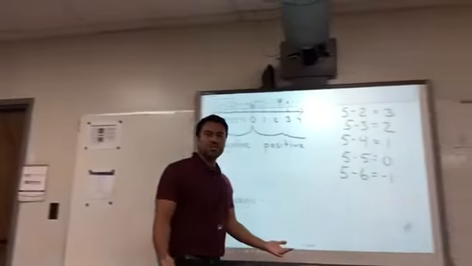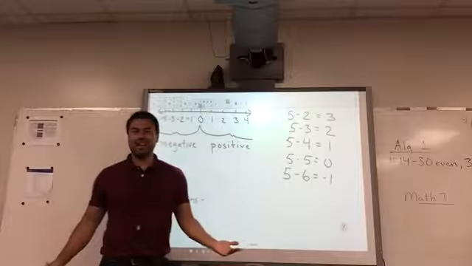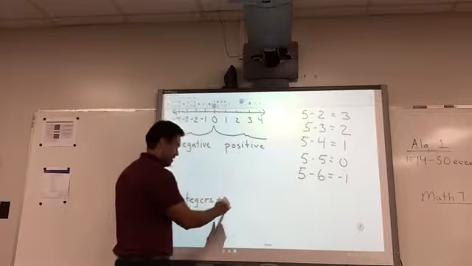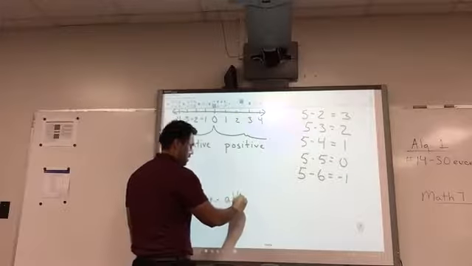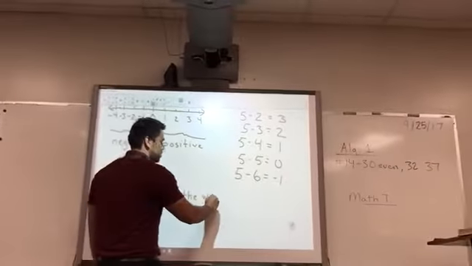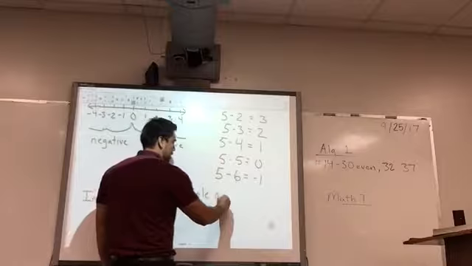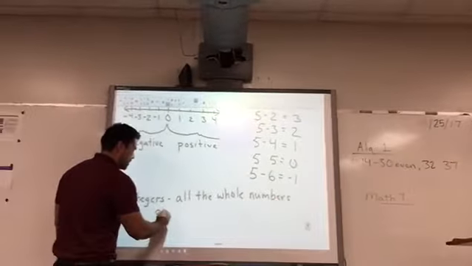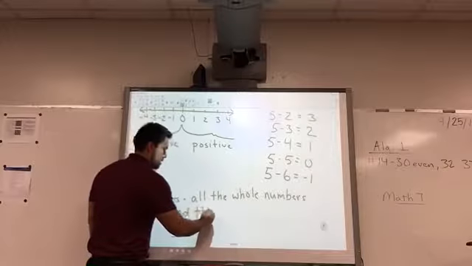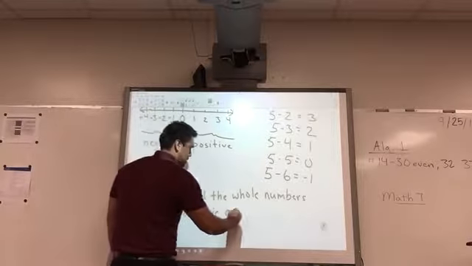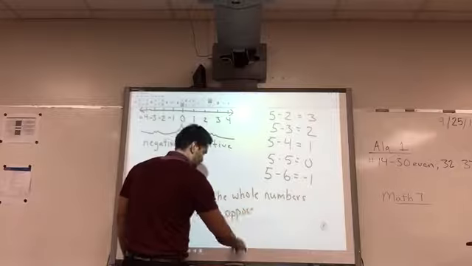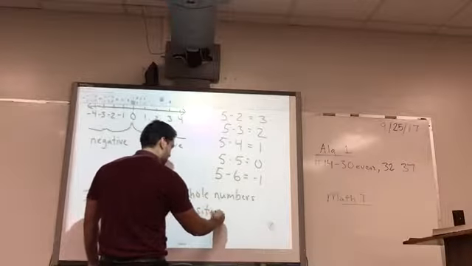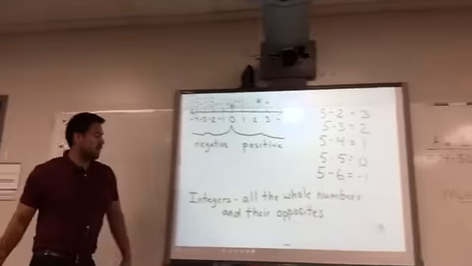Oh, where'd you look for that, honestly? At the back? Okay, so read that again for me. The whole numbers and their opposites. All the whole numbers, so this is something you need to get: all the whole numbers and their opposites.